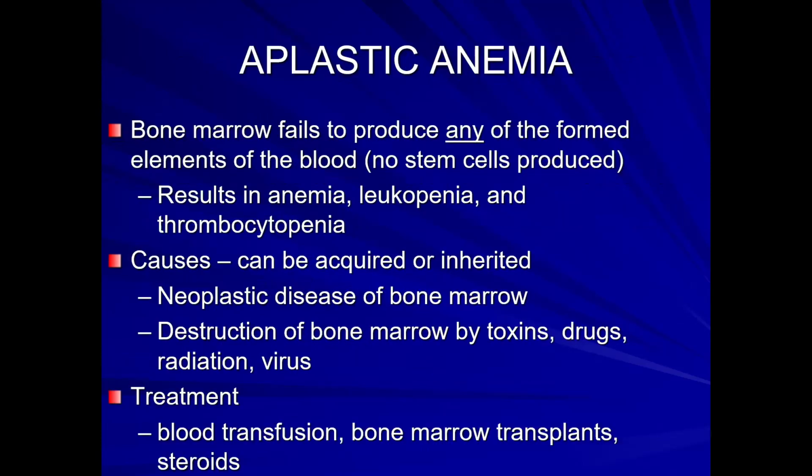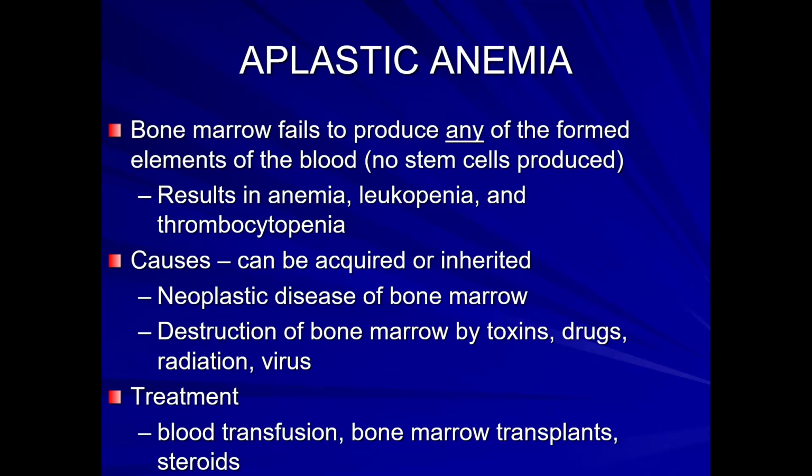Aplastic anemia is when the bone marrow fails to produce any of the formed elements of the blood. Again, I know we talked about anemias at the beginning, but here the bone marrow is not producing any elements of the blood. So this results in anemia, leukopenia, and thrombocytopenia. It can be acquired or inherited. It's a neoplastic disease of the bone marrow.